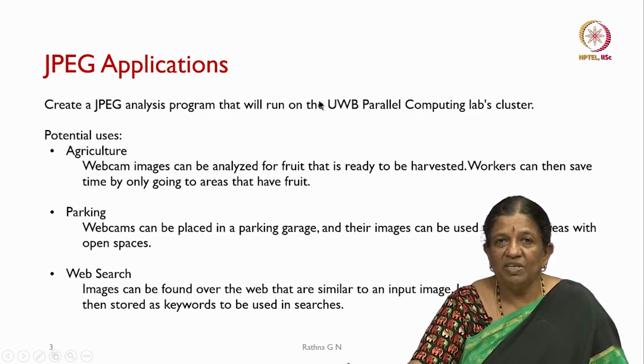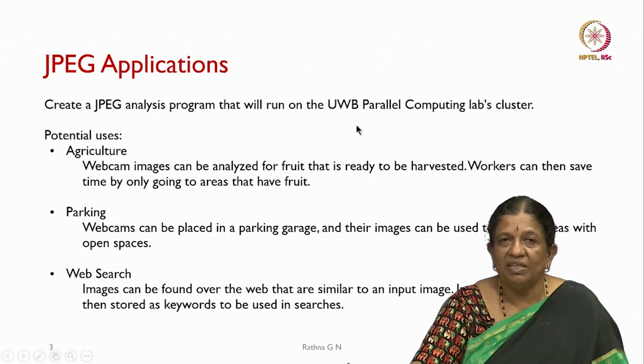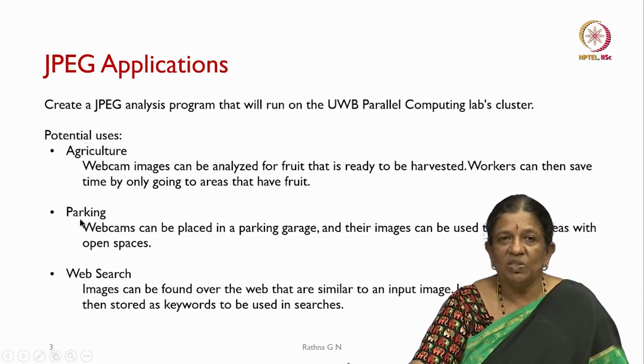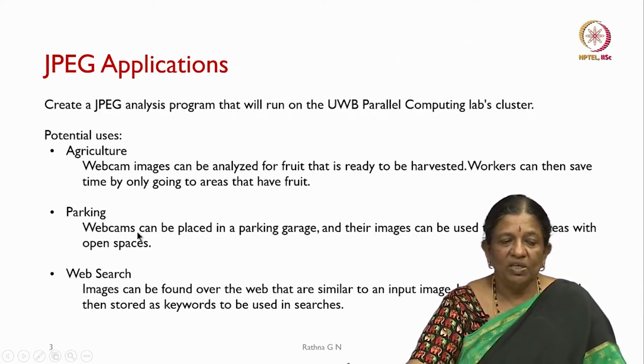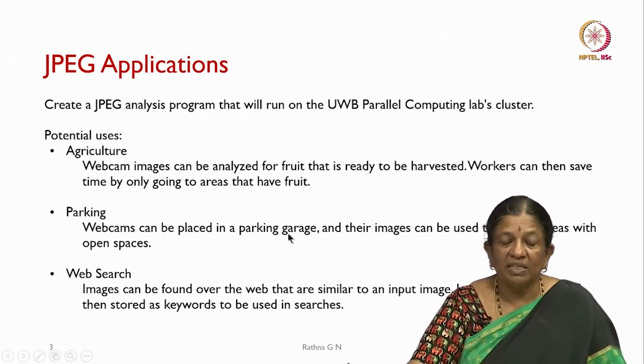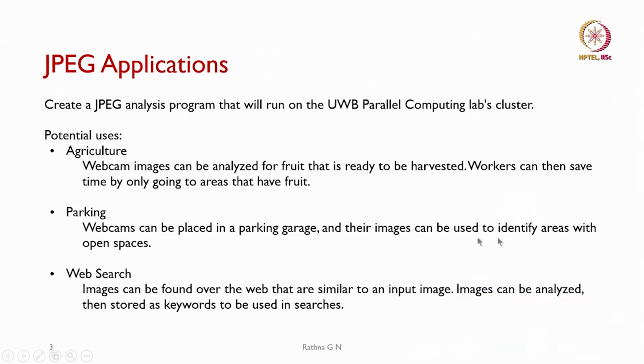This is one of the examples or applications given on the web basically, and the other application they use is in parking. Webcams can be placed in a parking garage, and their images can be used to identify areas with open spaces. So this is one of the examples. In the parking lot you can identify if there is any empty space, then you can go and park your vehicle there.